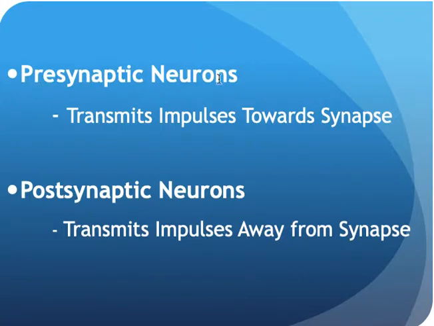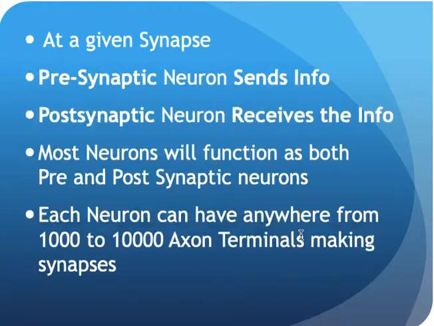And we get presynaptic neurons, and these are going to transmit impulses towards the synapse. Sometimes everything comes down to in which direction these impulses are traveling. So with the presynaptic neuron, the impulses are traveling towards where they're going to interact with something else. A postsynaptic neuron is an impulse that's actually moving away from the synapse. So it's already synapsed, and now it's sending that impulse, usually to the body. So at a given synapse, you have presynaptic neurons that send information, and postsynaptic neurons that receive info, which is what we just said.